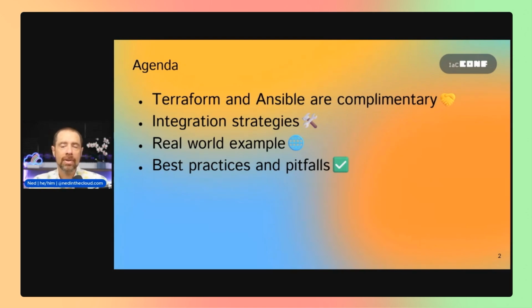Then we're going to talk about some integration strategies. How do you integrate the two tools together, passing information back and forth? Then we'll jump over to a real world example I have set up on a GitHub repository, and I'll make sure to show you what that link looks like and make sure it gets shared out later in case you want to take it for your own test drive. And then talk a little bit about the best practices and pitfalls when you are integrating these two tools. So some things to keep in mind.